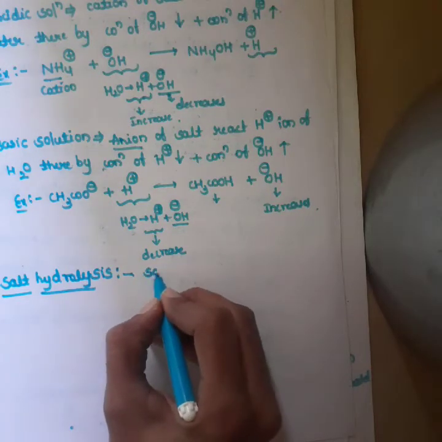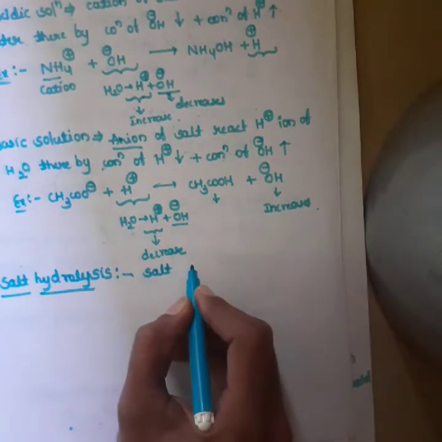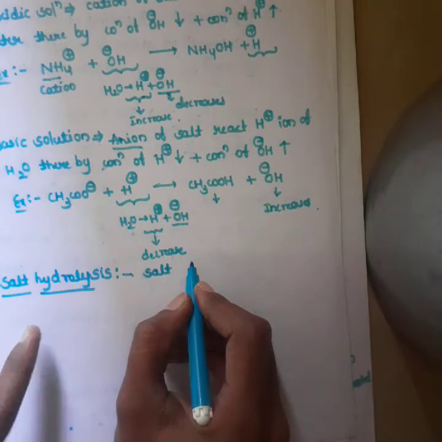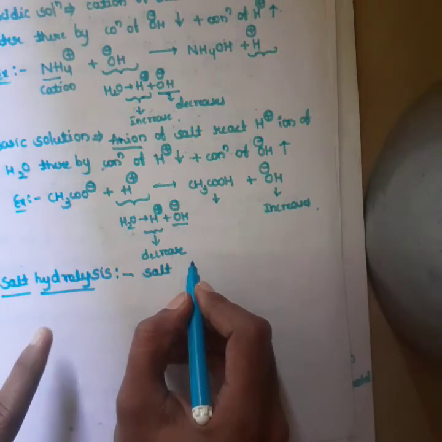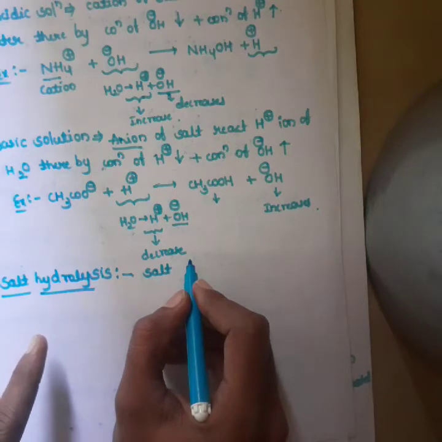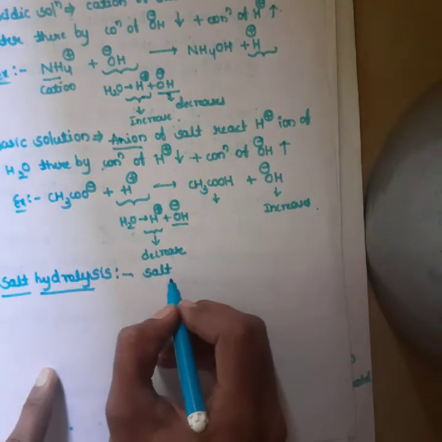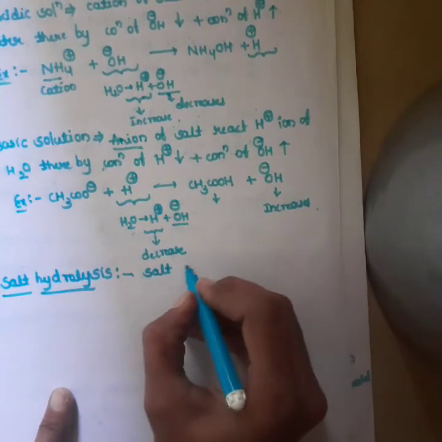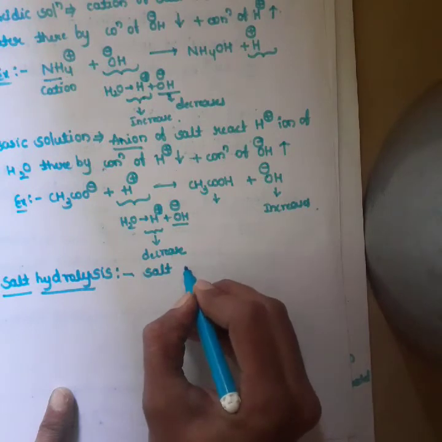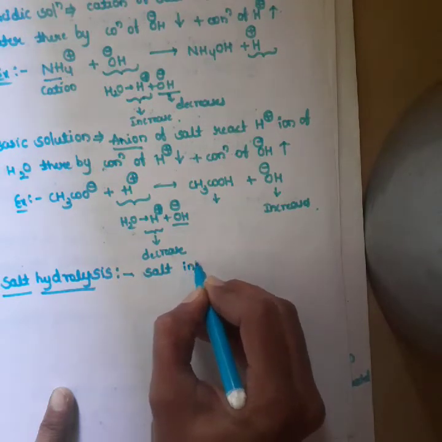Salts are divided into 4 categories for the study of salt hydrolysis, to see how the hydrolysis will happen. Salt hydrolysis means the addition of water, or the breaking of water, in the salt. It is called salt hydrolysis. For the study of salt hydrolysis, salts are divided into 4 categories.